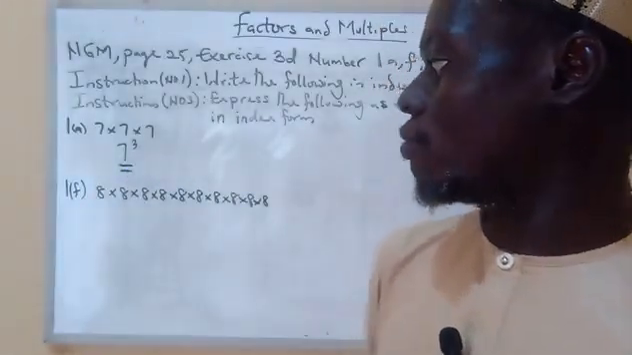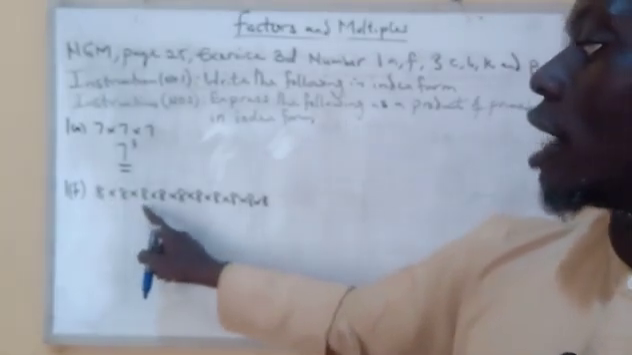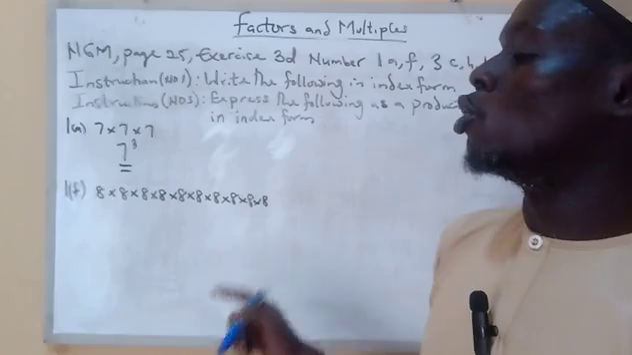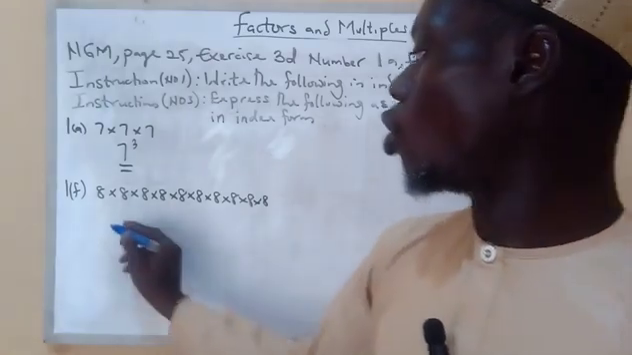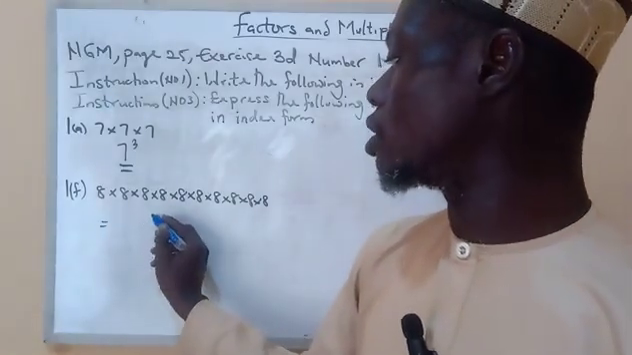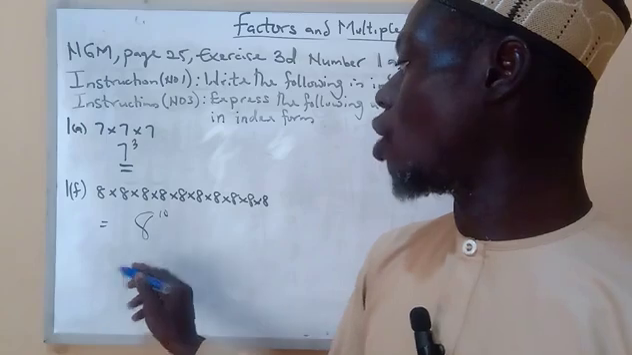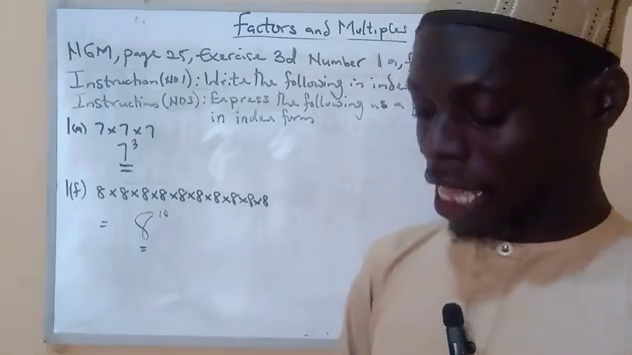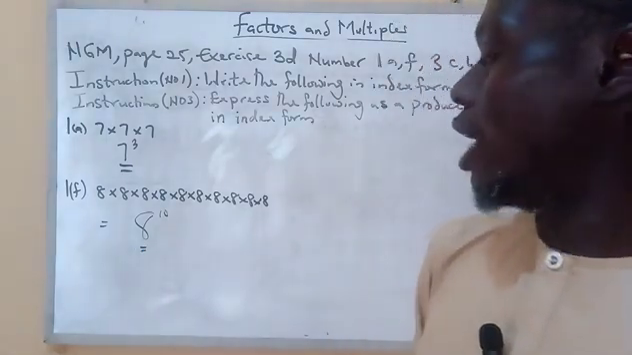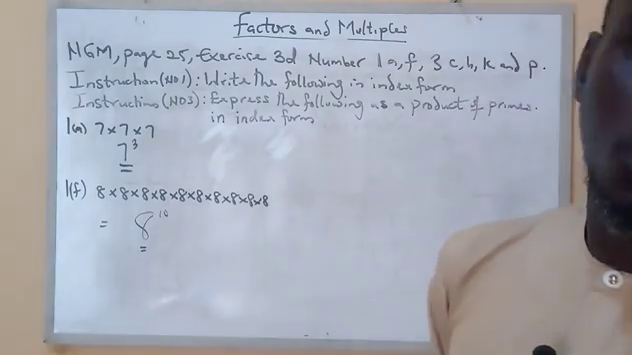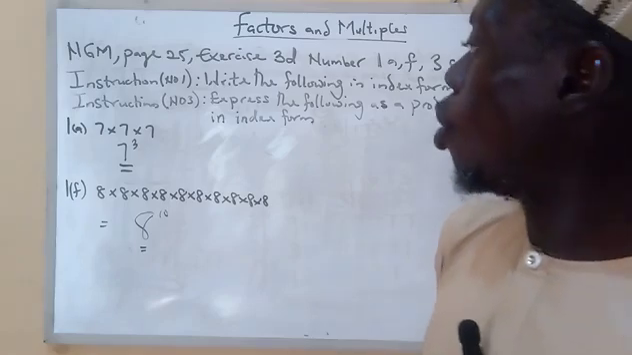What about the 1F? 8 times 8 times 8 times 8. How many 8s do we have there? We have 10 8s. So to write it in index form, it will be what? 8 to the power of 10. 8 to the power of 10, and that is the answer. So the rest will be left for you to practice at home.